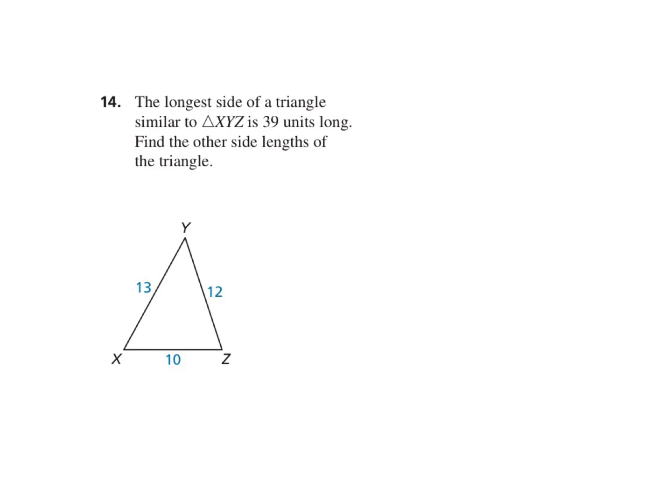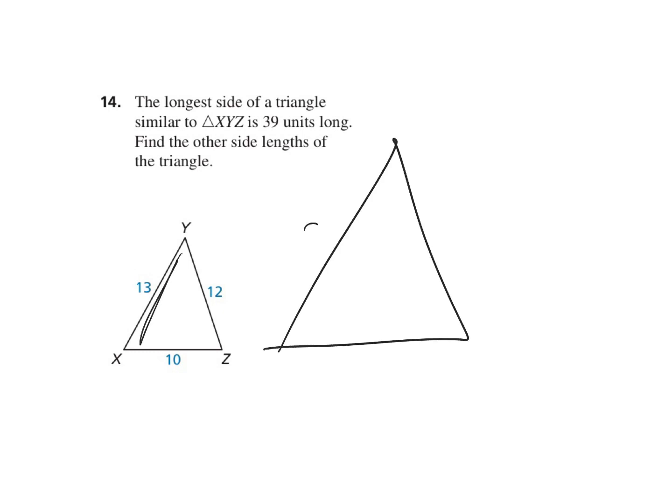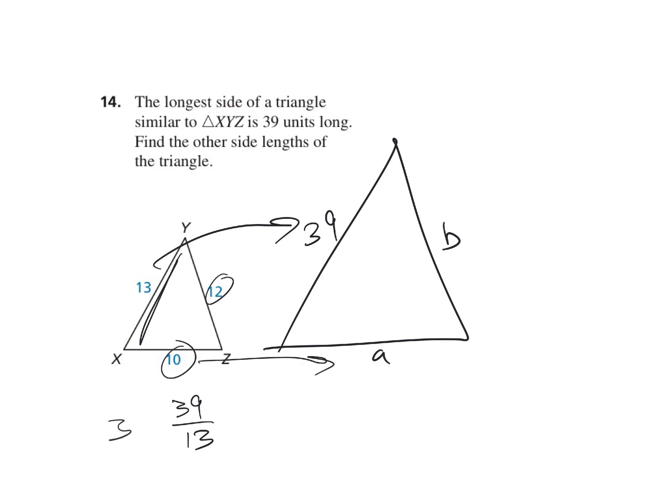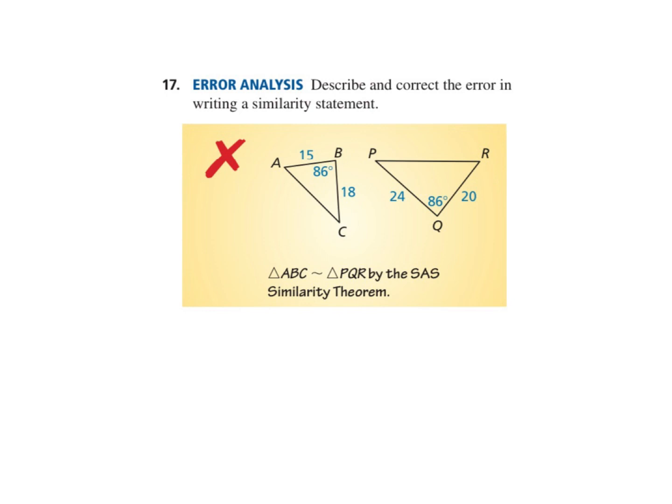14, the longest side of a triangle is 39 units long. So the longest side here is 13. So again, this is a bigger triangle. So this is 39. So we find the other lengths. We'll call this A and this B. Since we're getting bigger, let's put the bigger number on top. 39 is to 13. So that scale factor is 3. So if we multiply each of these by 3, we get our answers. So A is 30 and B is 36. Again, you could have done proportions on the last problem.